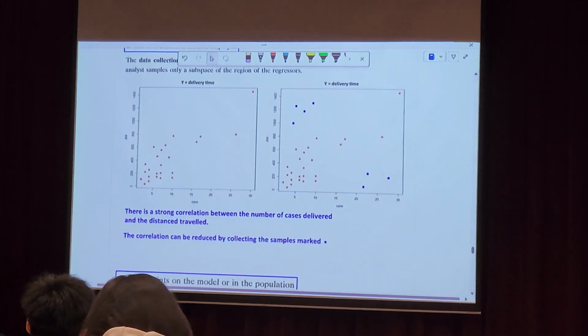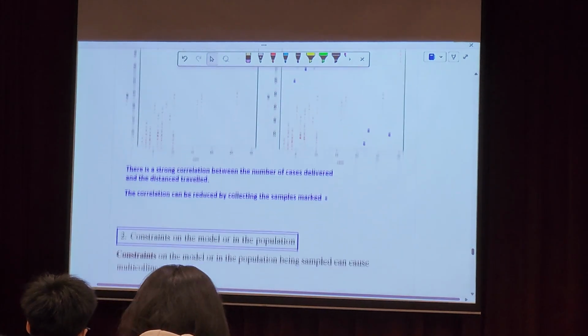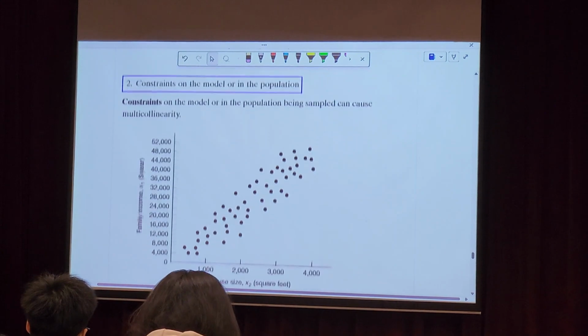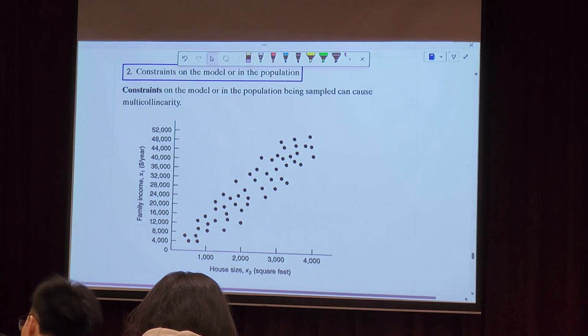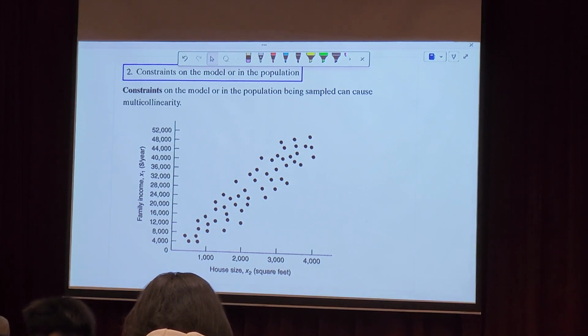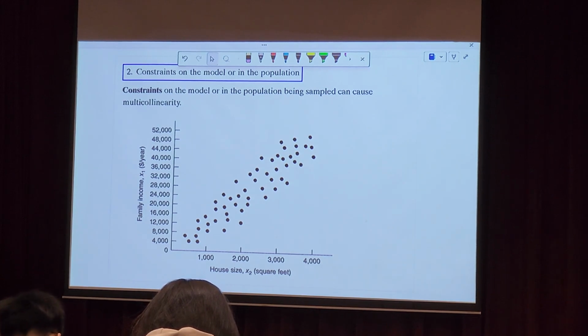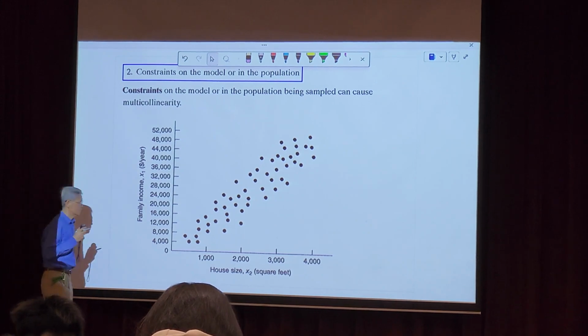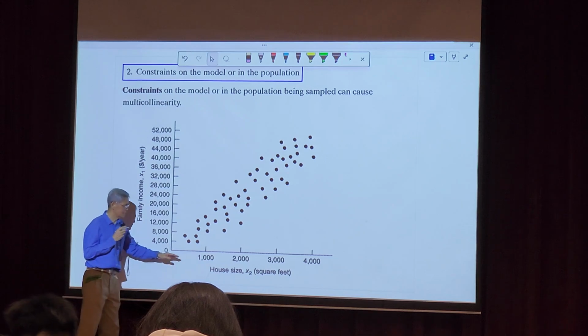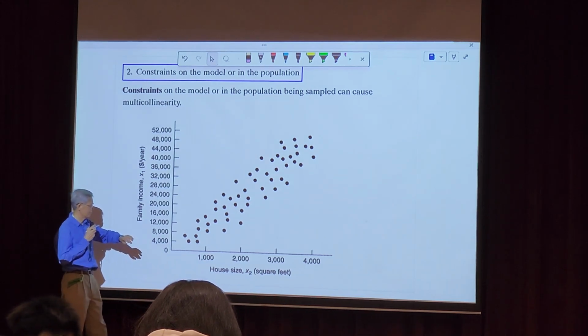So you can vary your data collection method. Well, the second one is multicollinearity exists because of constraint on the model. Look at this example.